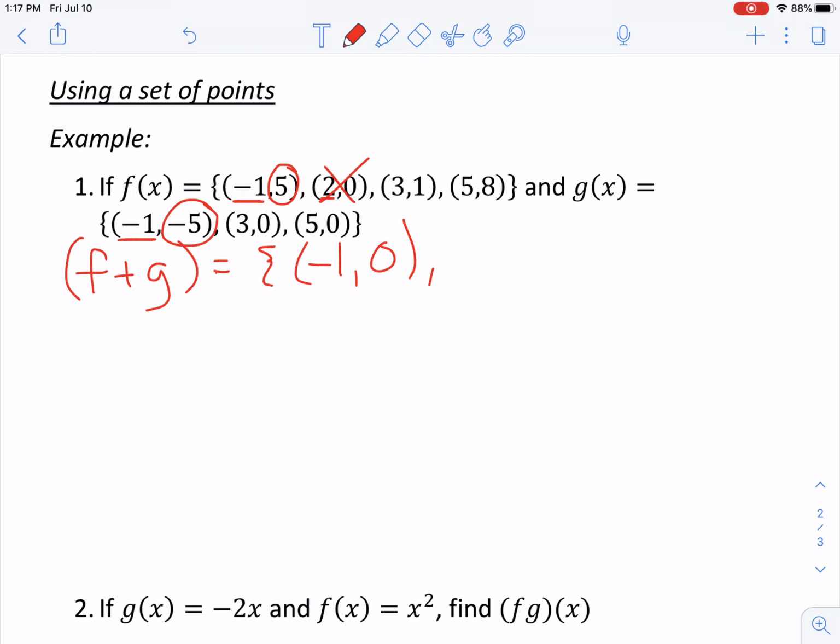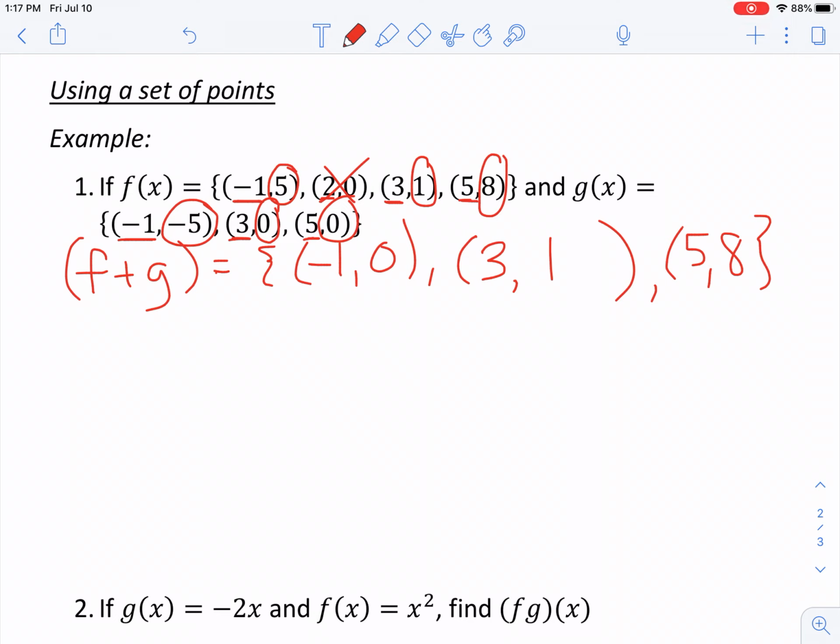The next one, though, I think works. So if we go to x equals 3, the f value, f at 3 is 1, and g at 3 is 0. So I can add 1 plus 0, so I get (3, 1) as my next point. And finally, 5 should also work, because you'll see that there's x equals 5 in both sets of points. So I'm going to just add 8 plus 0. So it's going to be (5, 8).